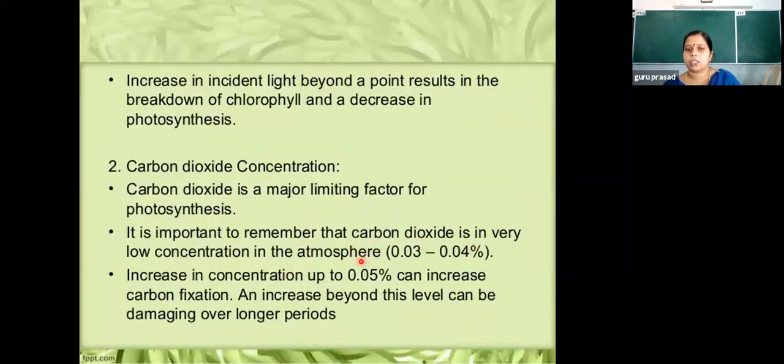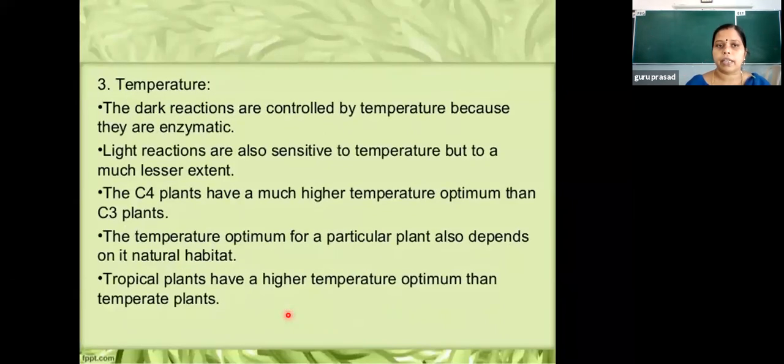Next, carbon dioxide concentration. A very low concentration, 0.03% up to 0.05%, is necessary for carbon dioxide fixation. An increase beyond this level can be damaging over longer periods. More carbon dioxide is also a problem. Next, temperature. Dark reactions are controlled by temperature because they are enzymatic.